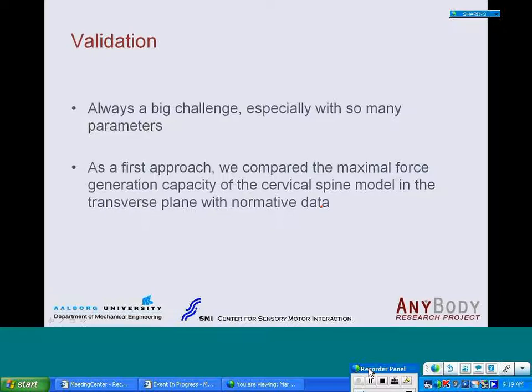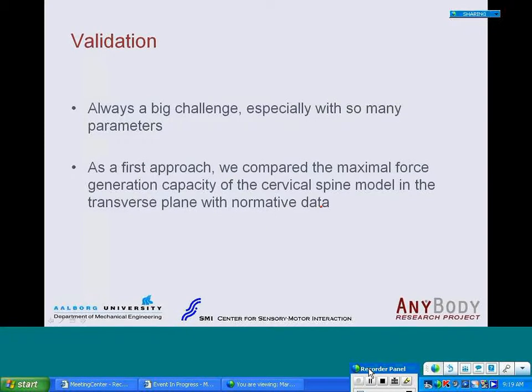And as you all know, it's really important that it's been done, but it's a big challenge, especially when you have so many parameters as we have in this model. So what we did as a very first approach is that we compared the maximal force generation capacity of the cervical spine model in the transverse plane with data from the literature. So I'll explain how we did that.